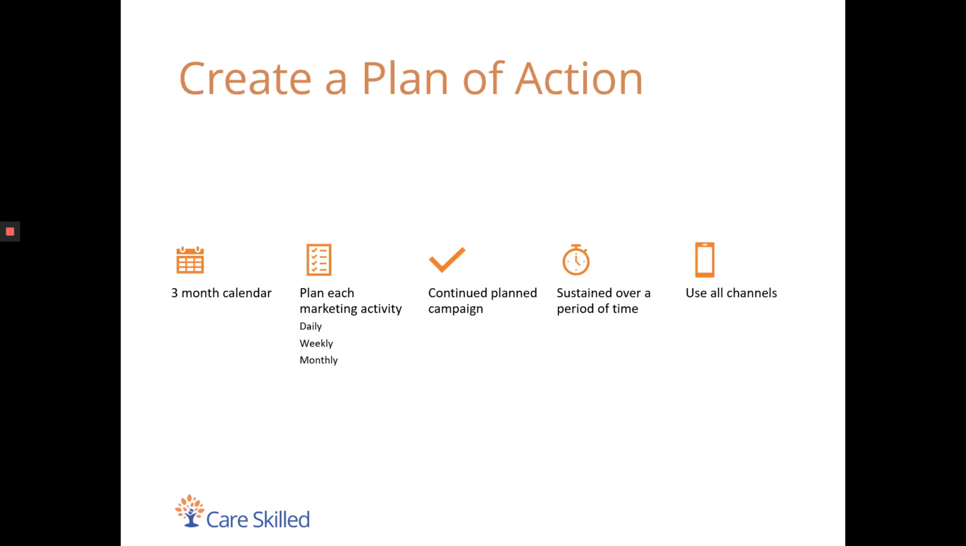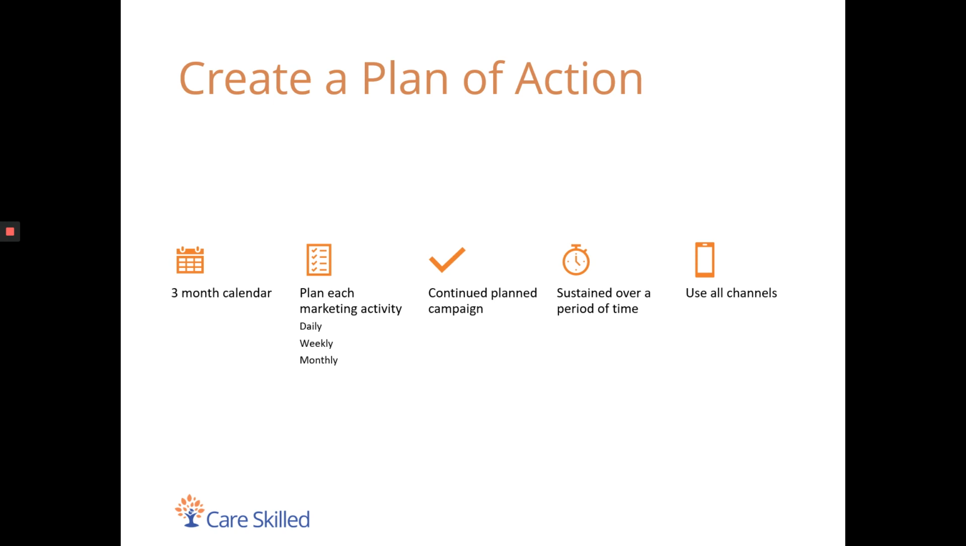So now we've got all those different marketing channels. You now need to plan that out, and you need to use all of them together. Plan out your 3-month calendar. Plan a marketing activity for what you're going to do on a daily basis, what you're going to do every week, and what you're going to do once a month or even once a quarter. And that has to be a continued planned campaign, and it has to be sustained over a period of time. I've set 3 months, it could be 6 months, it could be 4 months, it could be a year.